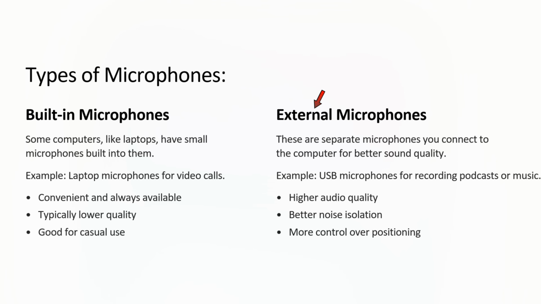Next one is external microphones. These are separate microphones you connect to the computer for better sound quality. For example, USB microphones for recording podcasts or recording music. These microphones have higher audio quality, better noise isolation, and more control over positioning.